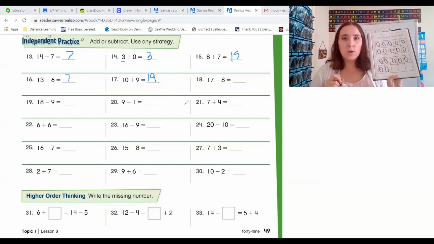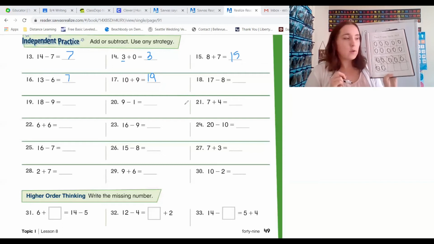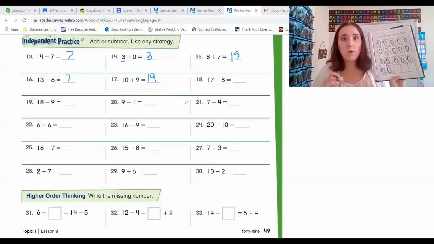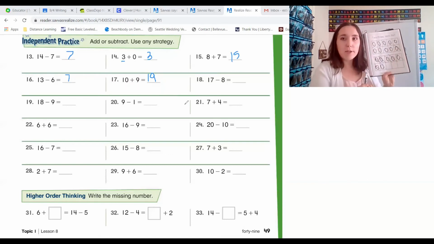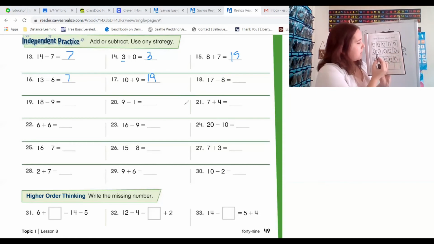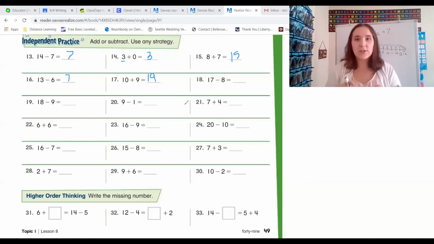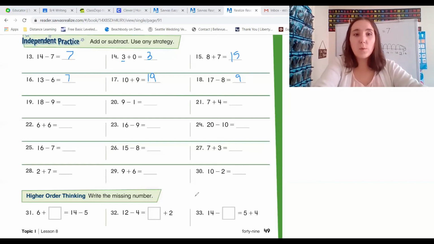I need to take away a total of 8. So 7 plus 1 more equals 8. So I need to take away 1 more. Now how many do I have left? 5, 6, 7, 8, 9. My answer is 9. Okay, we're going to go down here and we're going to do number 31 together.